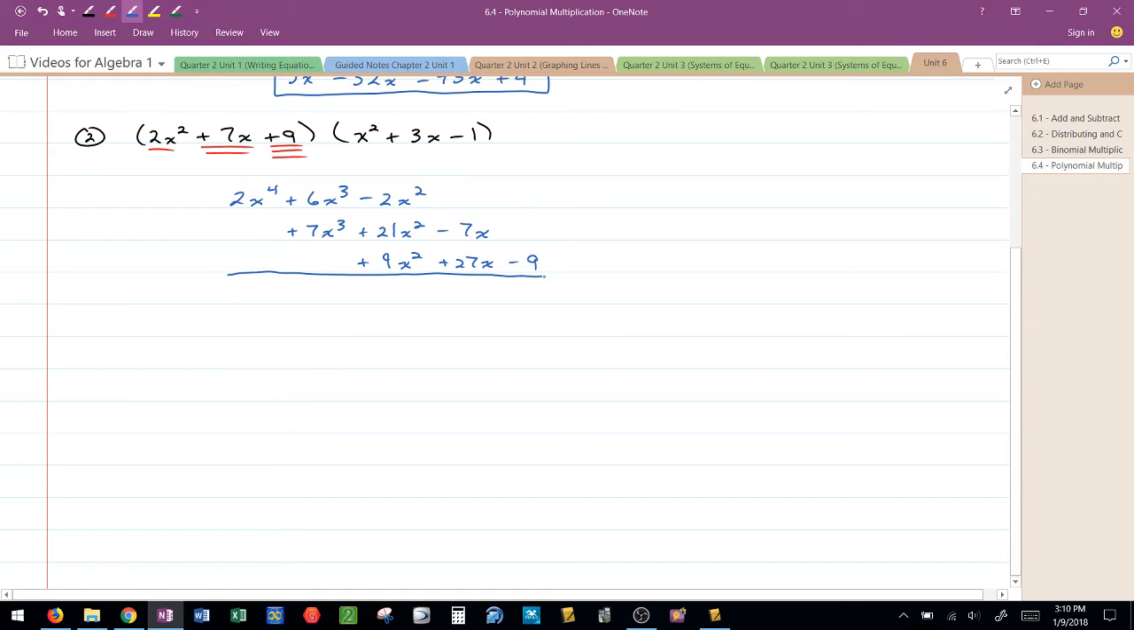Now I'm ready to combine my like terms. I have 2x to the fourth plus 13x to the third. And then I have negative 2 plus 21 plus 9, which would be positive 28x squared. Negative 7 and 27, that would be plus 20x minus 9.